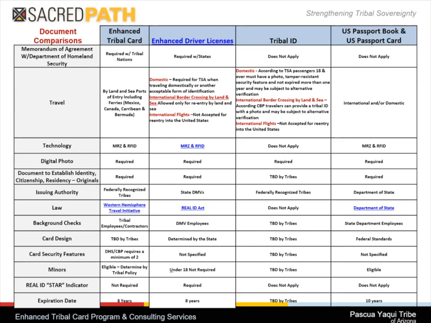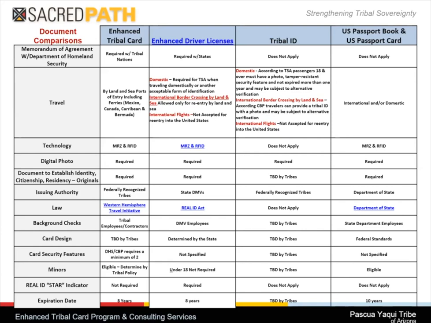But if you want to use your current tribal ID in its current state, according to TSA, yes, you can use it for domestic air travel, but it needs to have a photo. It needs to be tamper resistant. It has to have a security feature described like in slide 16, and it can't be over 1 year expired, and you may be subject to additional verification by TSA at the checkpoints. So with all that in mind, would your ID pass that verification test today?